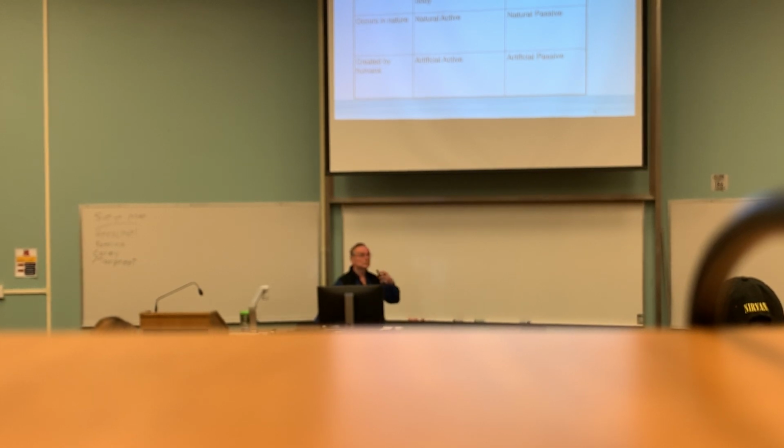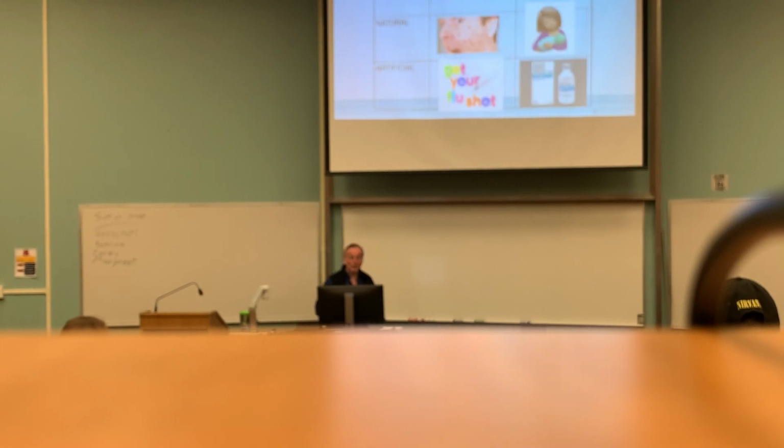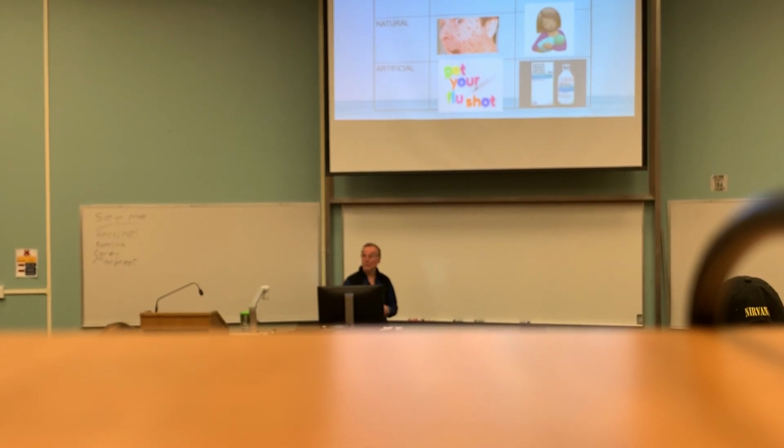Occurs in nature. It's natural. It's created by humans. It's not natural. Antibodies are made by the body. It's natural. Antibodies are not made by the body. It's passive. Here's a diagram we can look at to help identify that. So if something is active, natural, for example, measles, we get that, we will make our own antibodies to resist it.